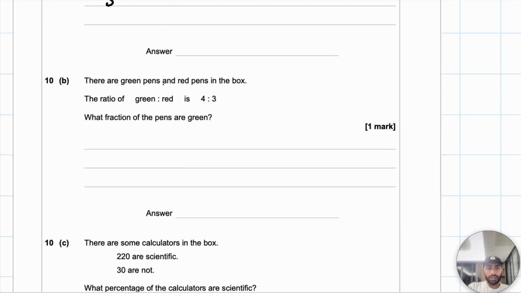Part B. There are green pens and red pens in the box. Green to red is in the ratio 4 to 3. What fraction of the pens are green? So we're concentrating on these. How many parts are there in total altogether? There's 7 parts in total, and there's 4 parts that are green, so it's going to be 4 out of 7.